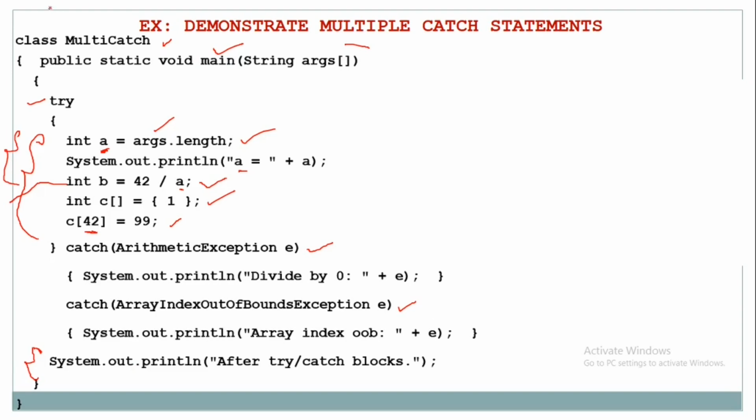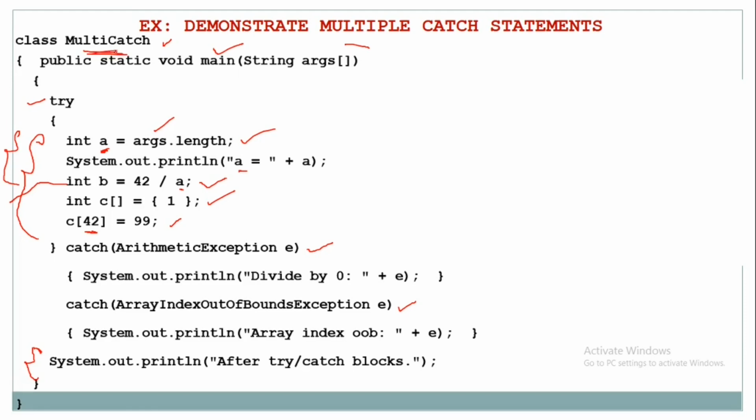Now the question is, what should be the file name of this program? The file name should be multicatch.java. As you can see, the class name here is multicatch, so the file name of this program should be multicatch.java.